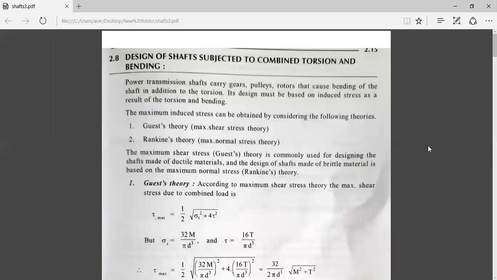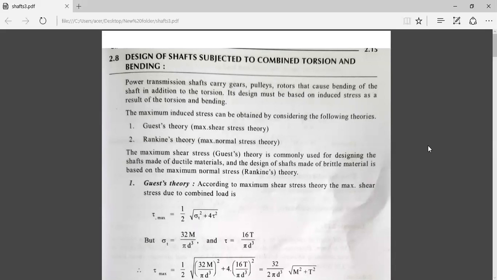So yesterday we completed up to the design of shafts under bending load. So far we have covered design of shafts based on torsion and design of shafts based on bending, and we also solved some example problems. Now we are moving to the next topic, that is design of shafts subjected to combined torsion and bending.